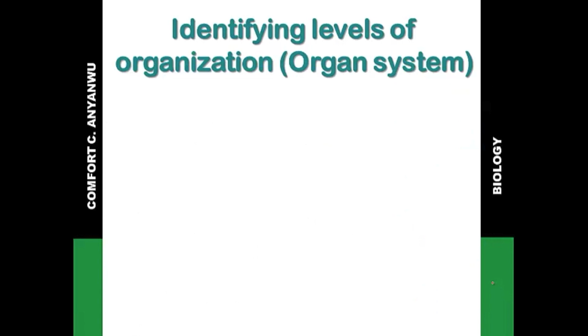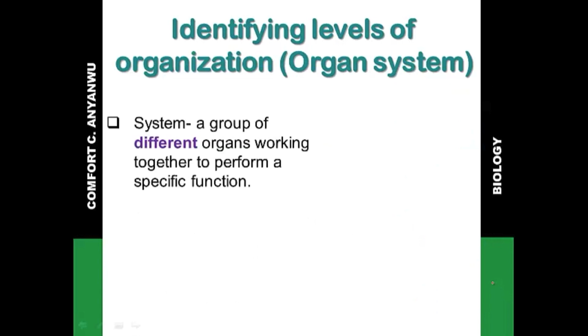If we look at the next level, we come to the organ system. Again, we need different organs working together to perform a specific function for us to have an organ system.